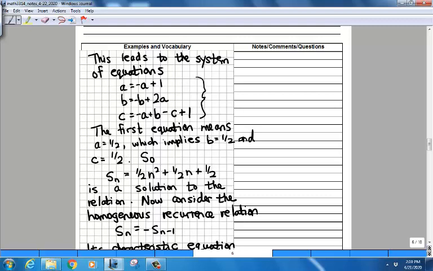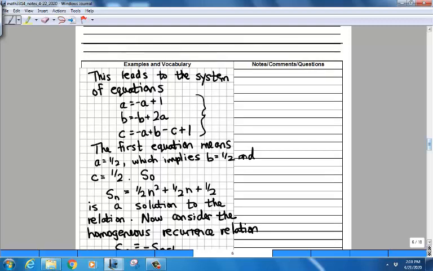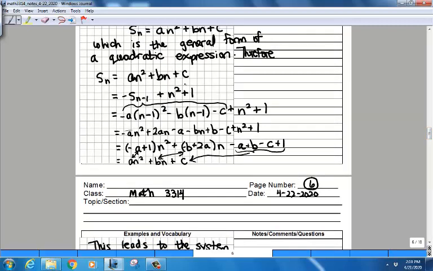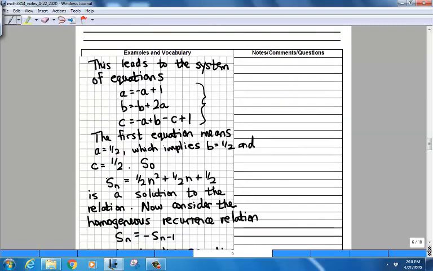So there we've got it. We have coefficients a, b, and c that we know are going to make this formula a solution to the recurrence relation. So s sub n is a, which is 1/2, so you have 1/2 n squared plus b, also 1/2, so plus 1/2 n, plus c, also 1/2. So there it is. There is a solution to the non-homogeneous recurrence relation. That's one solution, though, to the non-homogeneous recurrence relation.